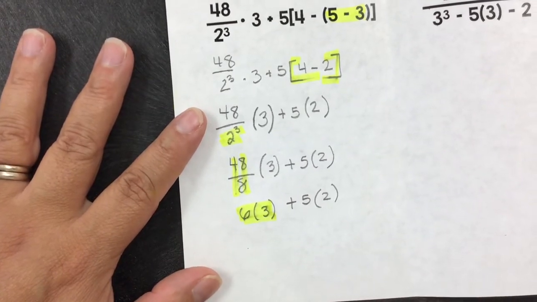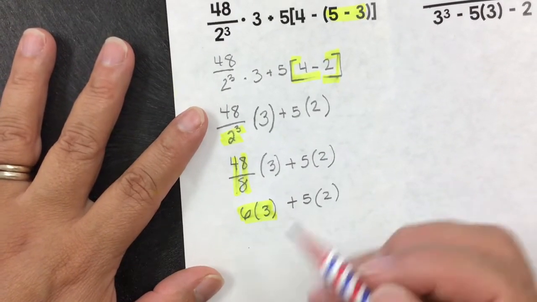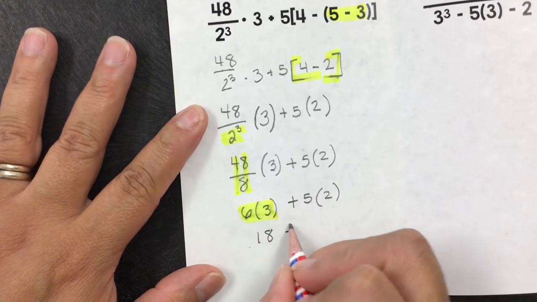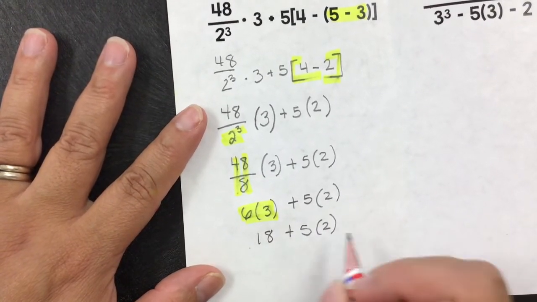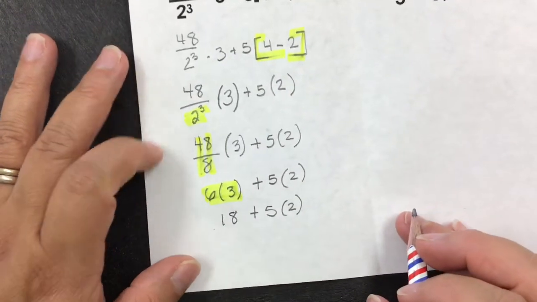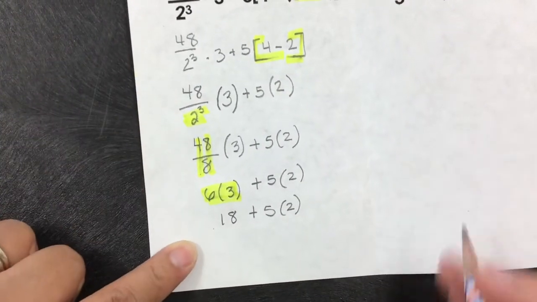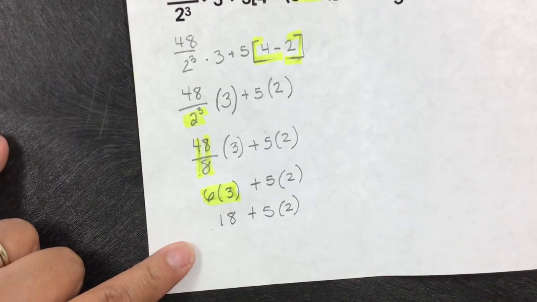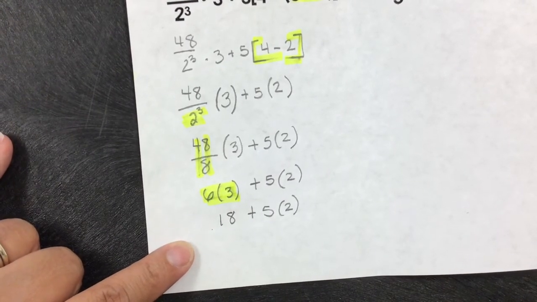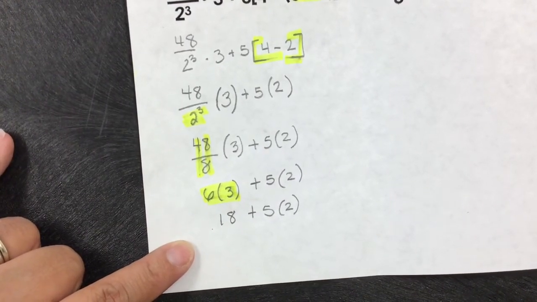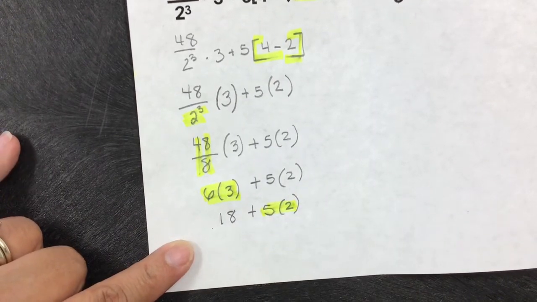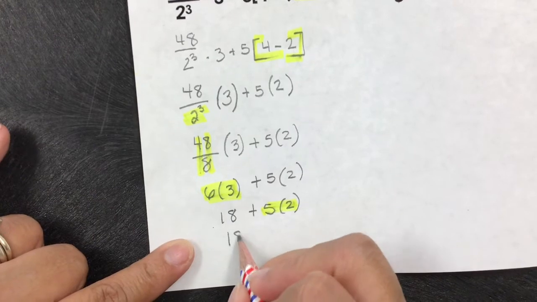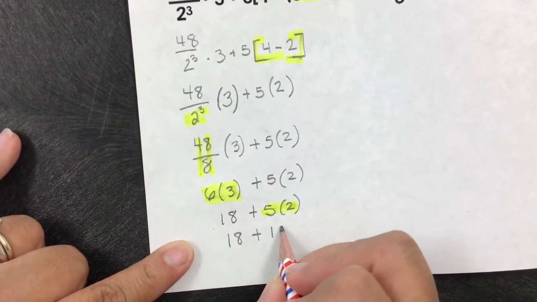6 times 3 is 18, plus 5 times 2. You could actually do this at the same time, but it tends to confuse students, so I will make it a separate step. We're still not finished with all of the multiplication and all of the division that I see. We still have one more. So we're going to rewrite that 18 plus 10.